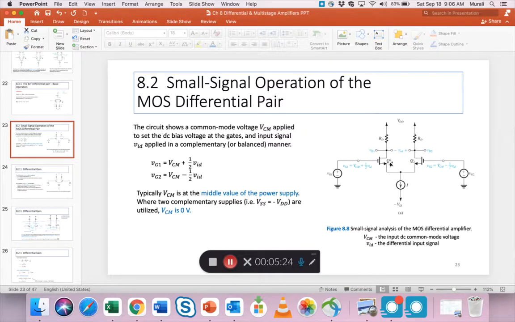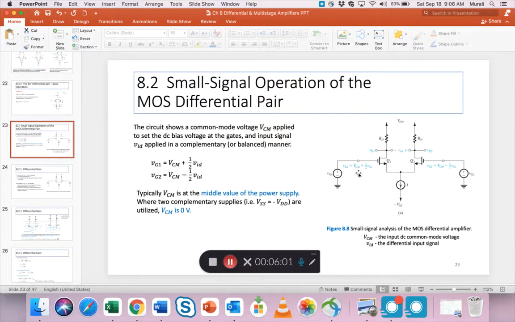So the drawing is titled Figure 8.8 Small Signal Analysis of the MOS Differential Amplifier, and I'm defining a couple of terms again. VCM, capital CM, is the input DC common mode voltage, and then vid is the differential input signal, right? So vid is a small one, small i, small d. VCM is a common mode input DC voltage.